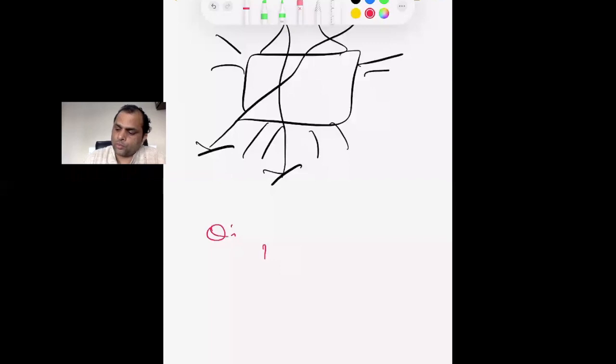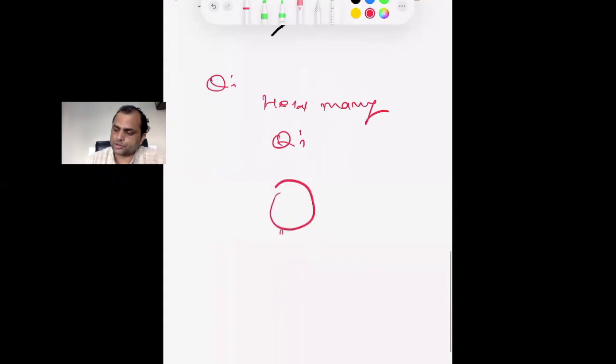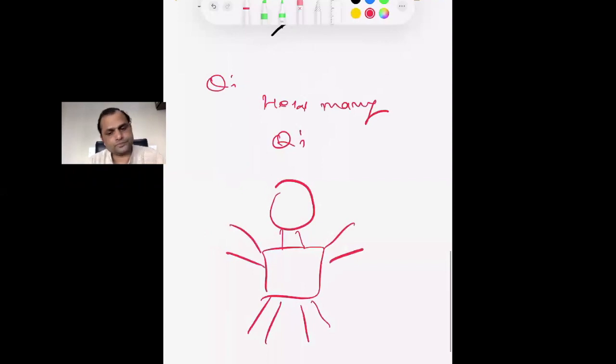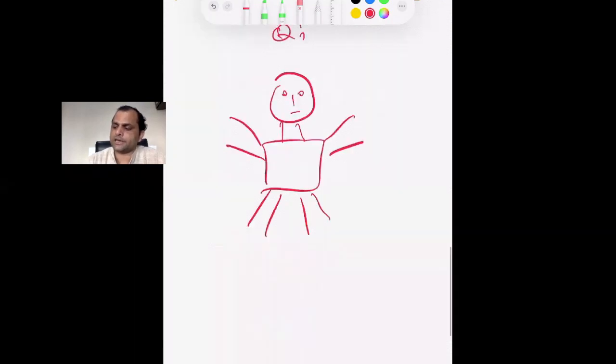So the first question arises: how many energies or how many qi or how many vital energies are flowing from top to bottom in the human body? So the answer is, it cannot be countable. It may be infinite. The number of energies flowing in the body cannot be counted, and it is infinite.